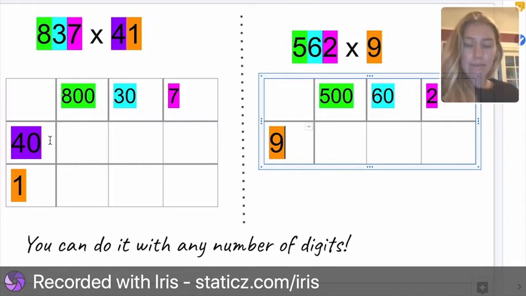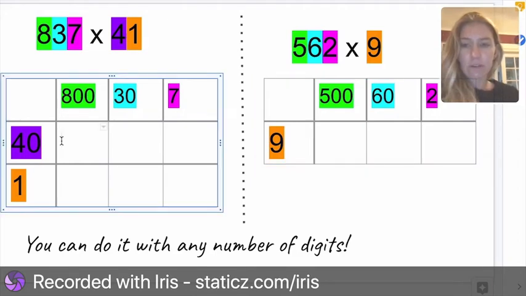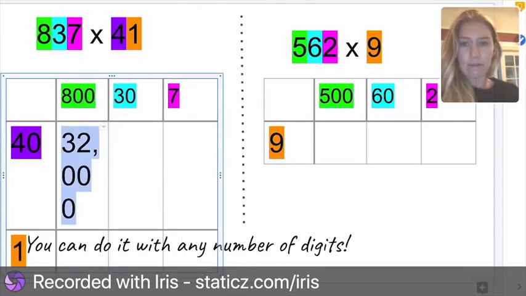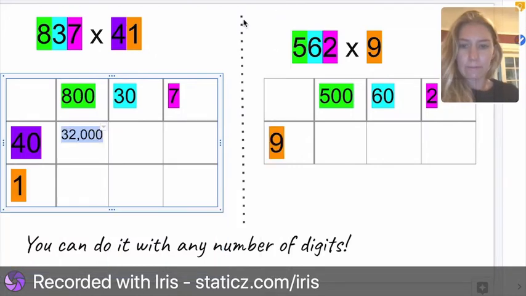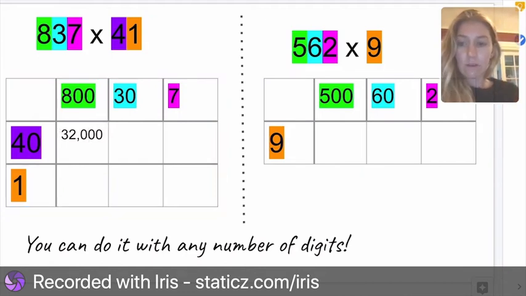A key thing is to pay attention to the number of zeros. So for instance, if I'm doing 40 times 800, first I have to think 8 times 4, and that's 32. And then I see my 1, 2, 3 zeros. So it's 32,000. Wow, that's really big. Let's make that smaller. So I gotta check how many zeros there are and count carefully, double check. So that's it. You can do this with any number of digits.